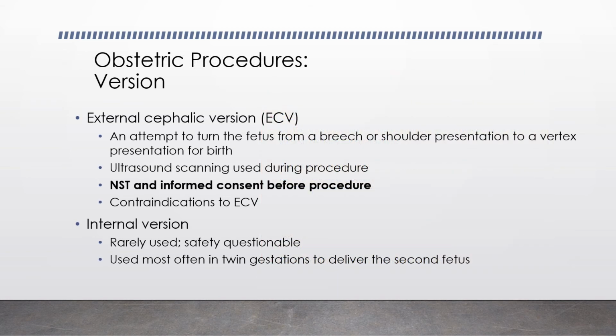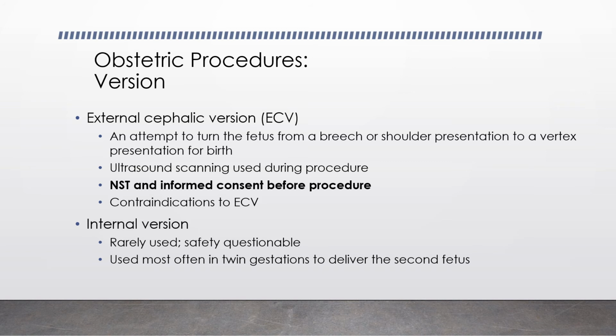Sometimes we do things called version. In other words, we try to turn the baby from the outside to a better birthing position. I have a mixed feeling about it. It's problematic. I've only seen a few doctors try it. We do it externally to turn the fetus from a breech or shoulder presentation to a vertex.